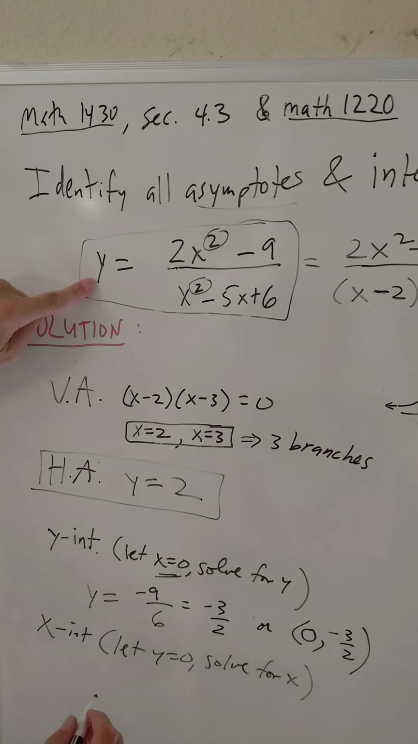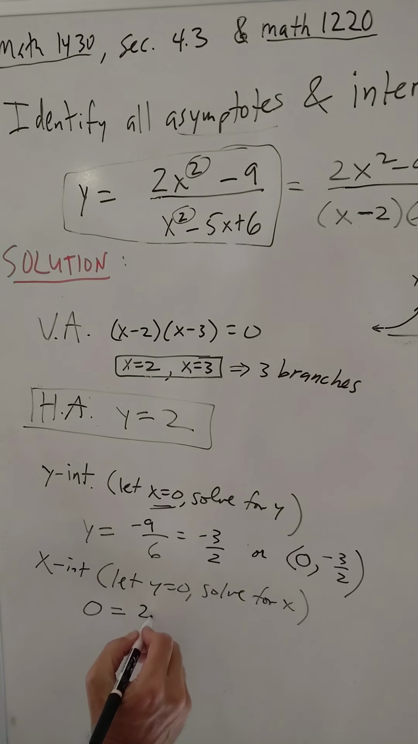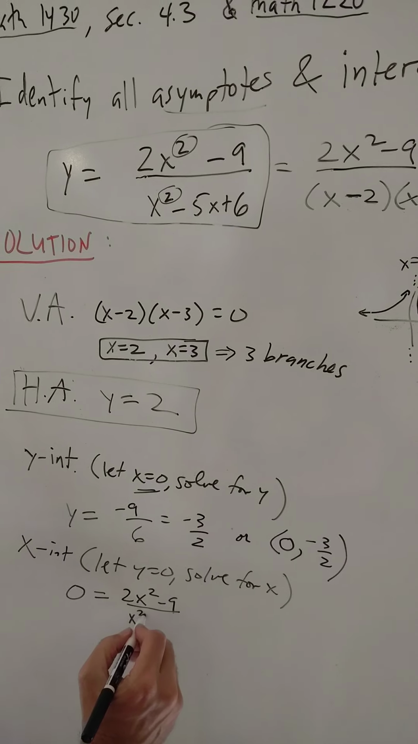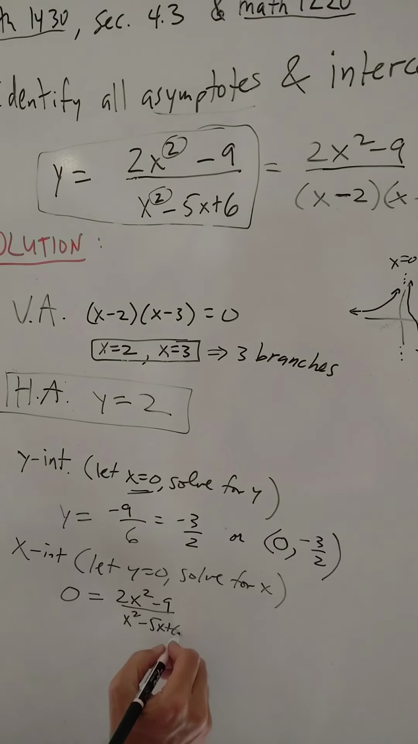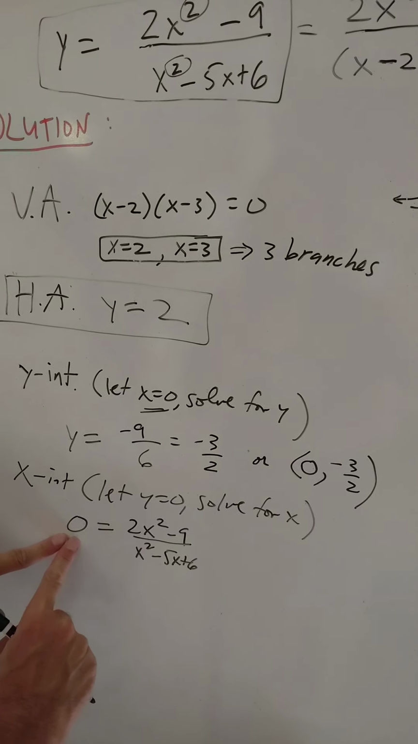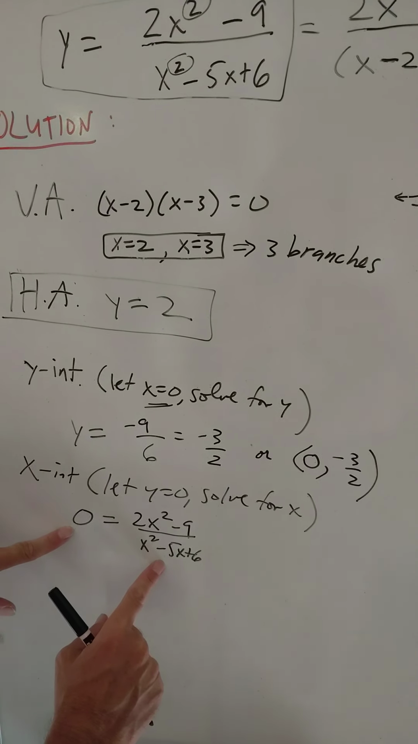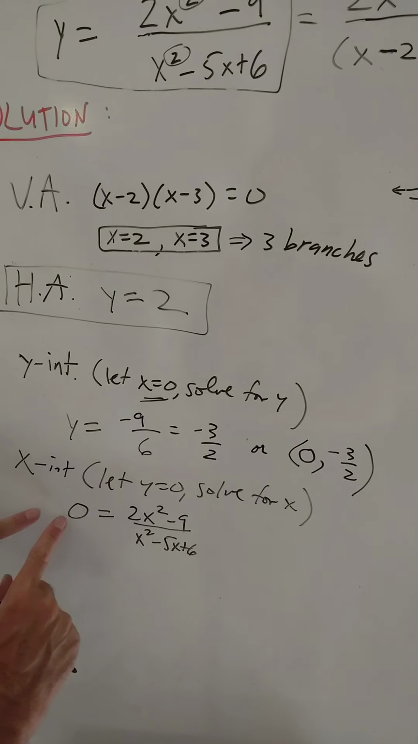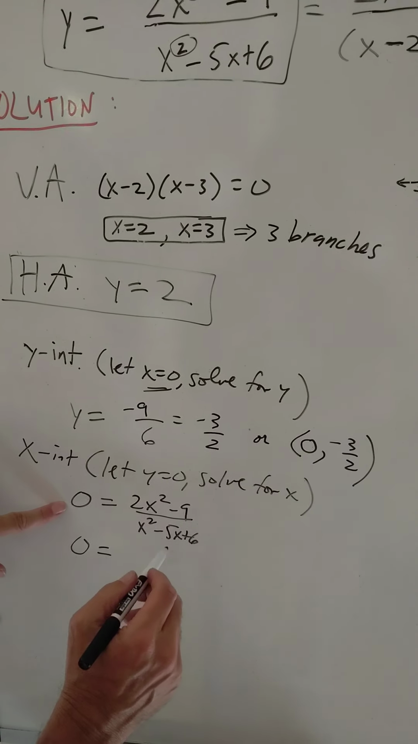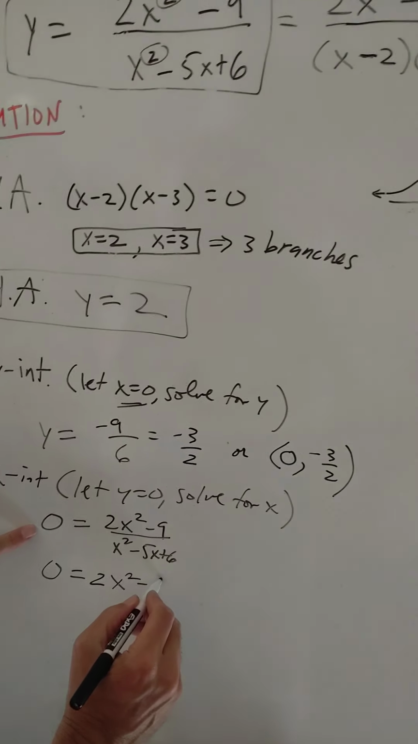So I'm going to let y equal 0. So I'm going to write 0 equals this fraction: 0 equals 2x squared minus 9 over x squared minus 5x plus 6. Clear the fraction now. So multiply both sides by x squared minus 5x plus 6. That's the LCD. So if I multiply both sides by x squared minus 5x plus 6, what's 0 times that? Still 0. And for the right-hand side, the denominator is going to cancel. So it's just going to be 0 equals the numerator.